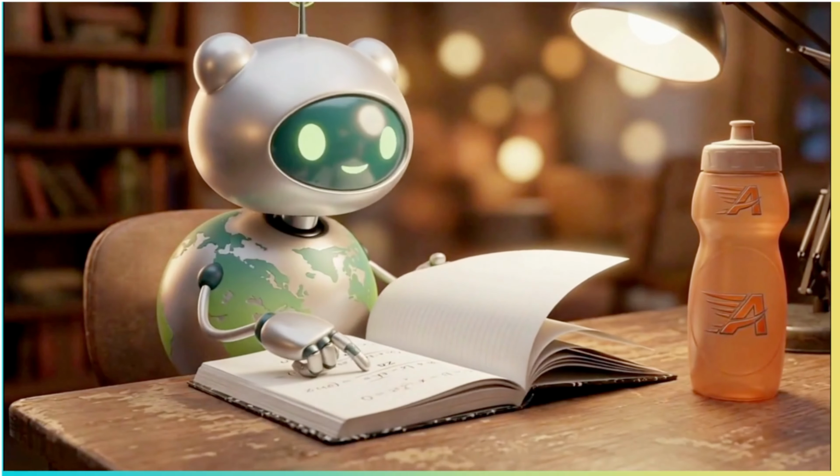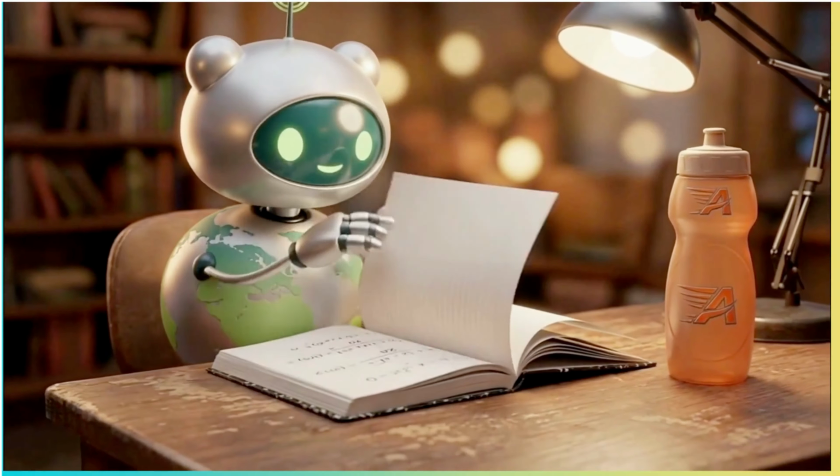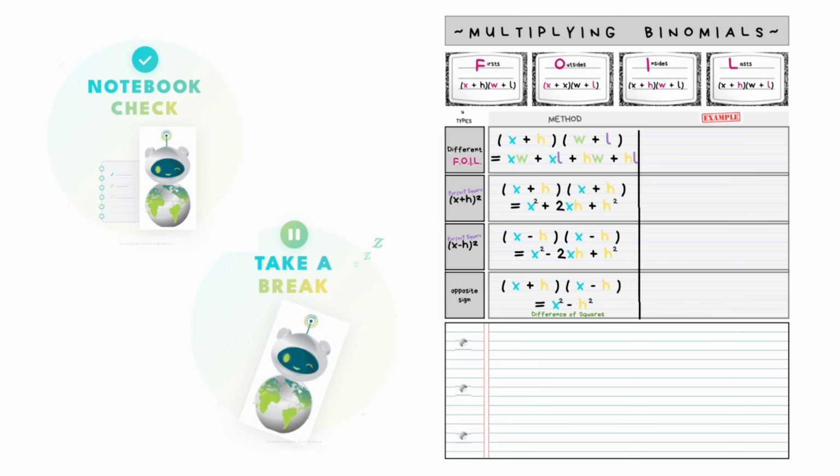Let's take a moment to pause, check our notebook, and take a quick break. Now we got Dylan in the elevator, distortion at the farmer's market.